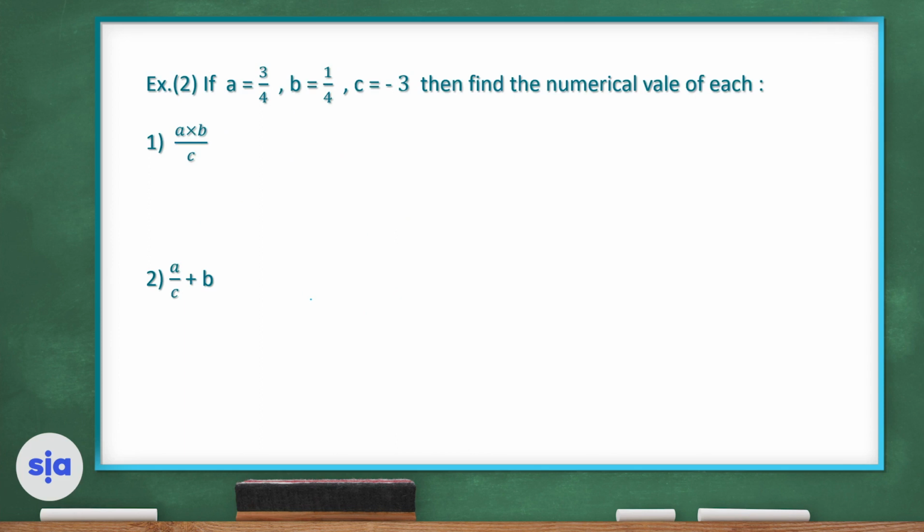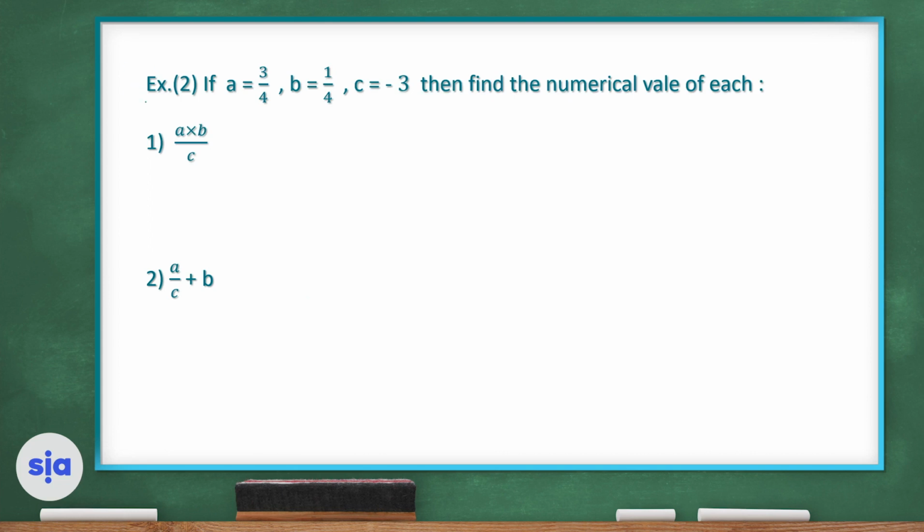Exercise number 2 says, if A equals 3 over 4 and B equals 1 over 4 and C is equal to negative 3, find the numerical value of each of the following. Question 1, A times B all divided by C.